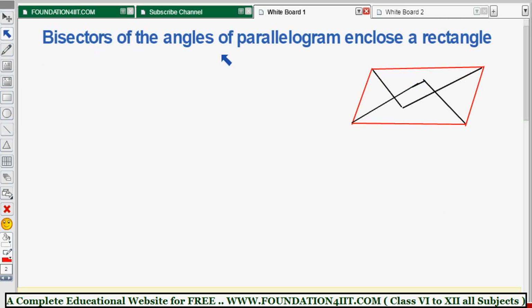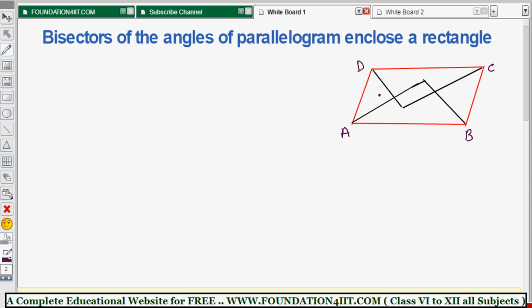Bisectors of the angles of a parallelogram enclose a rectangle. So to prove this, I have taken one parallelogram. So let me keep the points: the vertices A, B, C and D. So this statement says bisectors of angles. So angle A, B, C, D. Angle A is bisected and angle B, angle C and angle D. If you bisect, it encloses a rectangle. So inside, this one you have to prove a rectangle.